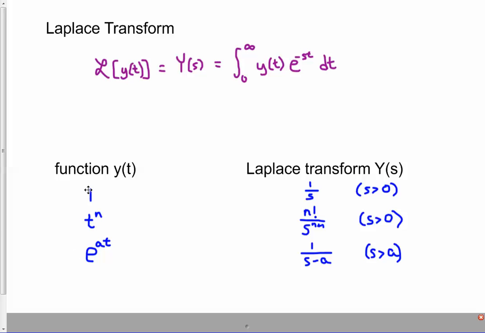Actually, 1 also happens to be a special case of an exponential. If you put in a 0 for a, right, e to the 0t would be 1. So again, 1 is a special case of this entry. And if a is 0 over here, well, we would have s greater than 0, and we would have 1 over s. So again, it matches up. So 1 is kind of redundant in two different ways here. It can be thought of as a special case of either of these two rows, and it agrees with both of those formulas.